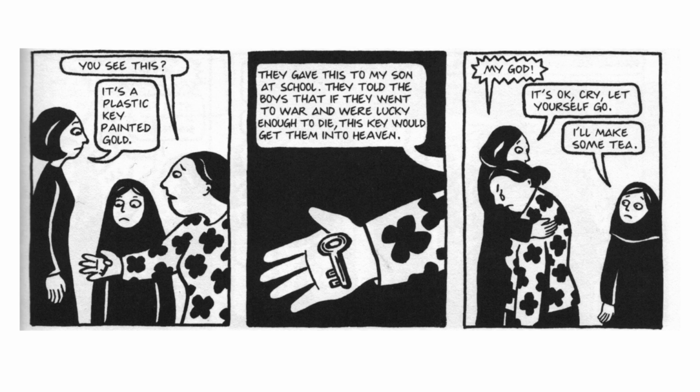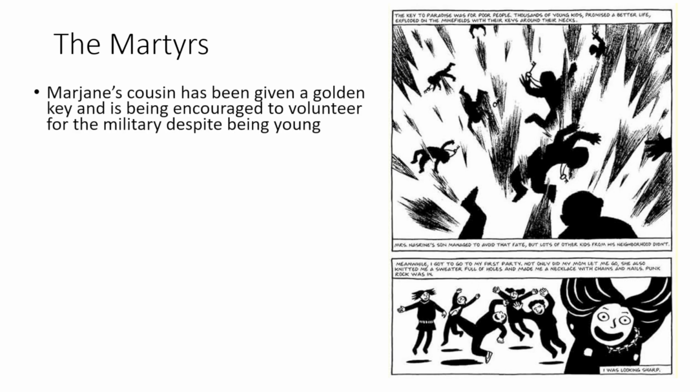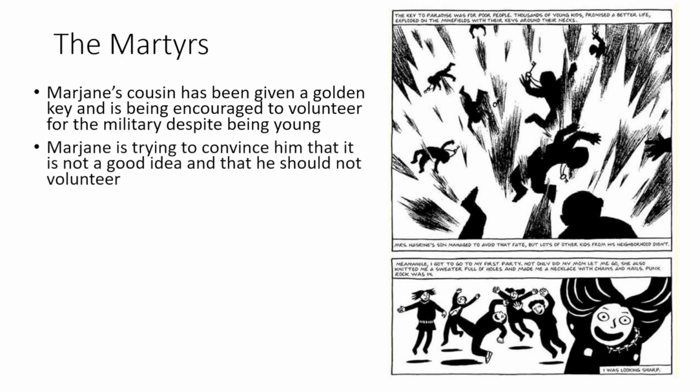And so you can see here the mother is quite upset, and Marjane is looking for a way to get out of this very, very uncomfortable situation. So Marjane's cousin has been given a golden key and is being encouraged to volunteer for the military despite being young. Marjane is trying to convince him that it is not a good idea and that he should not volunteer.